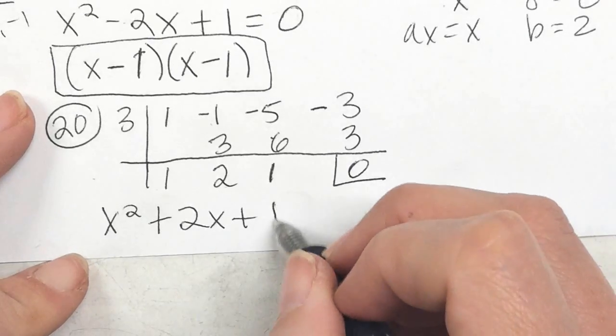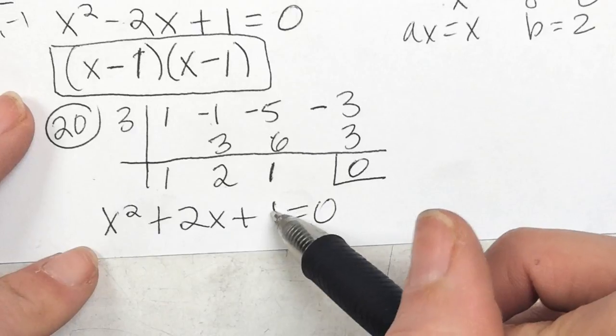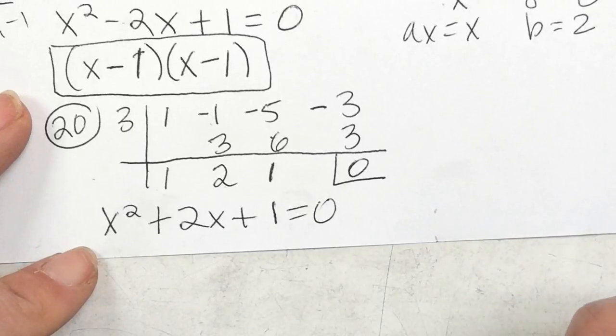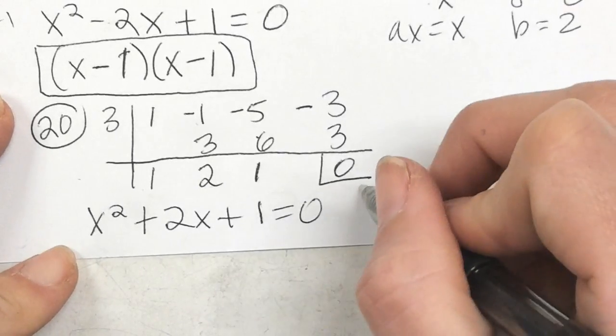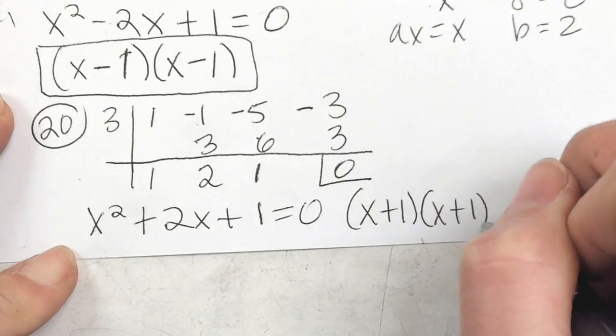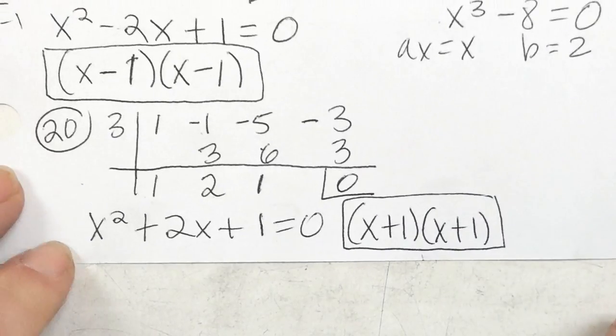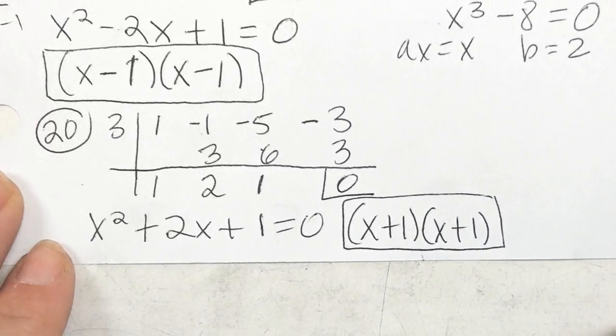Alright, so what are my factors that I could use? We need something that multiplies to get 1, adds together to get 2. 1 and 1. So it's going to be x plus 1 and that's it. We feel good about these? Kinda?